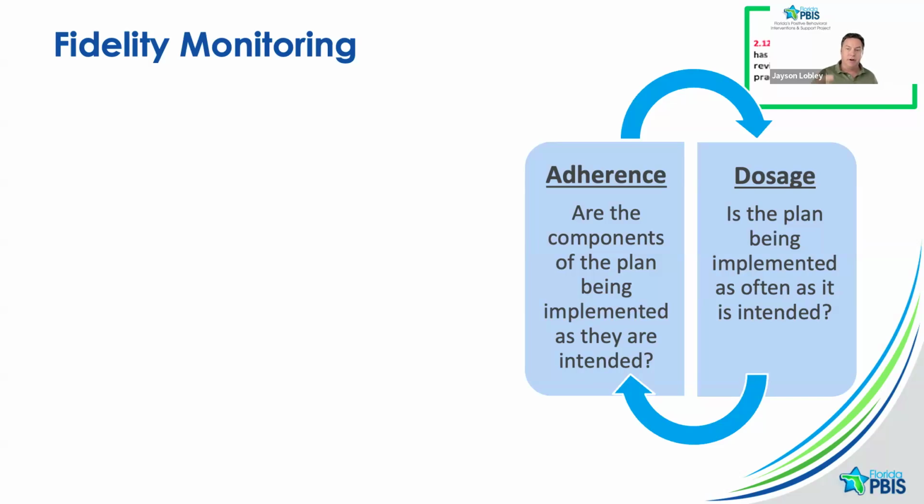The other part of fidelity is dosage. It asks the question, is the plan being implemented as often as intended? So if the particular intervention recommends once a day or once a week, we want to make sure that we're doing it to that level, that frequency. If we're pushing it off and not doing it to the frequency that we want it to, we're maybe not meeting the dosage, and that will likely result in not making the progress we want. So dosage is also important.